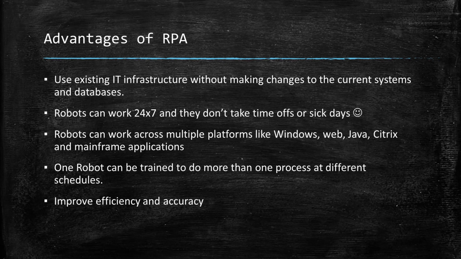For example, let's say you implement a robot for the HR department. It can send interview invites from 9 a.m. to 12 p.m. and process employee onboarding from 12 p.m. to 5 p.m. You can also use the same robot to work for other departments like finance or IT, as long as your firm's policy allows you to do so and you put in the right security measures. Finally, RPA can improve efficiency and accuracy as human errors are avoided.